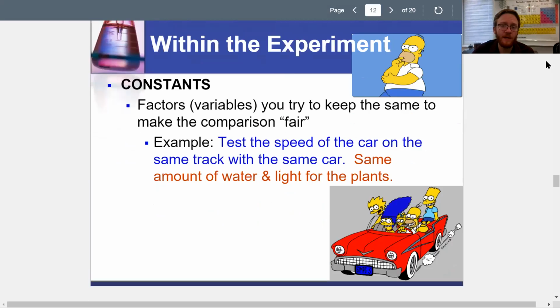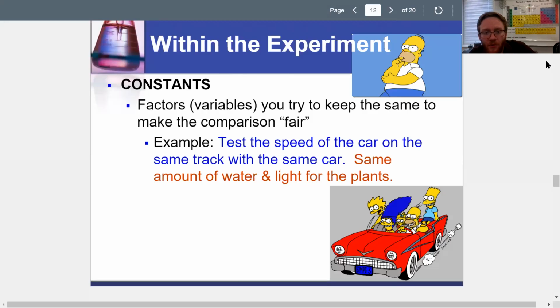So within the experiment, you've got constants. These are things that you're going to hold constant. You're going to make sure that they don't change so that all of your variables are not fighting each other. So factors are variables that you try to keep the same to make the comparison fair.